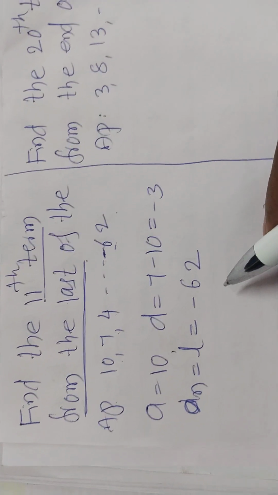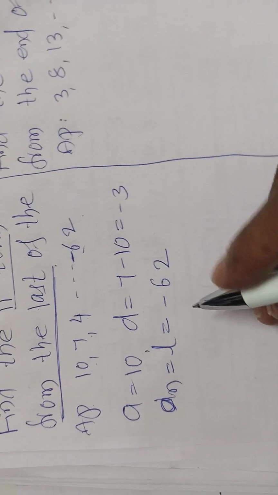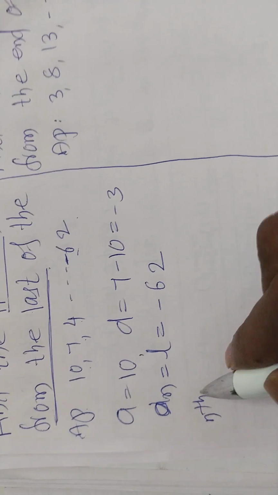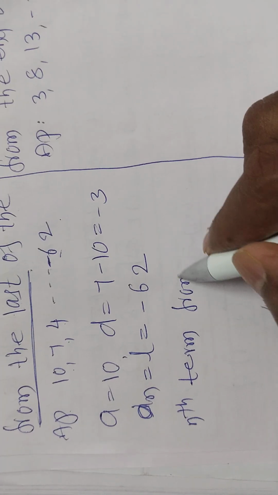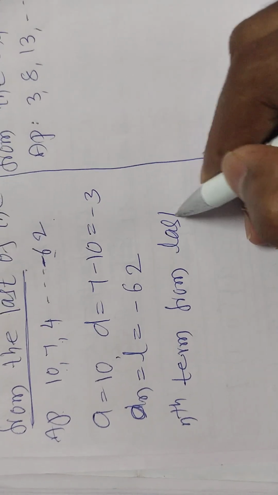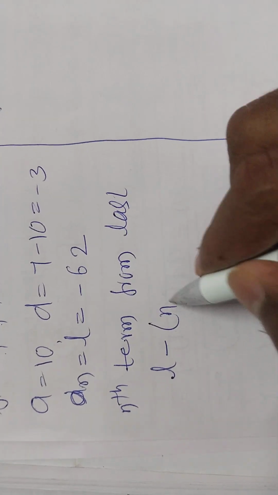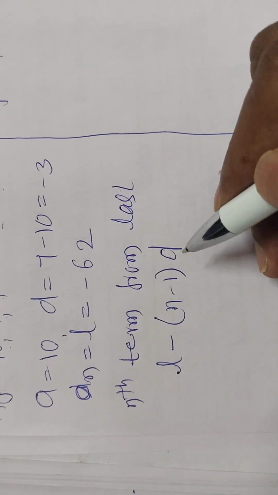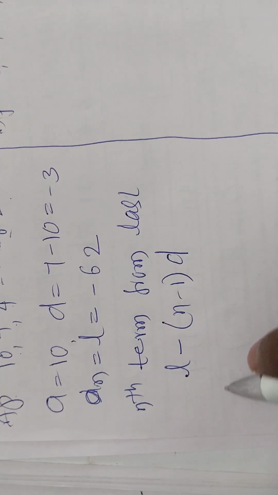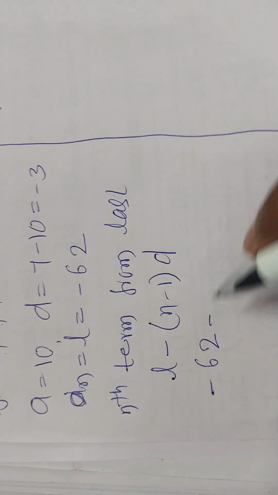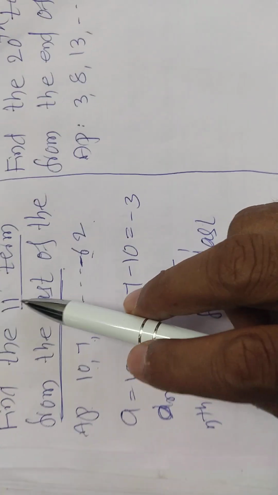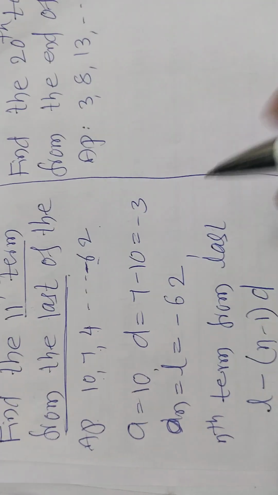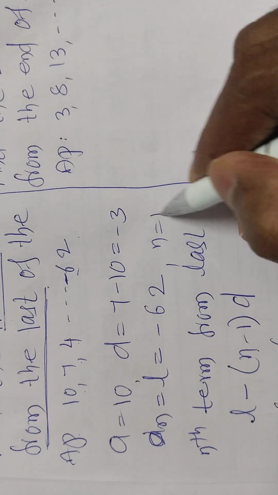To find the nth term from last, we have a formula. The nth term from last, that means from the end of the AP, is l - (n - 1)d. Now substitute the values here: -62 - (n - 1)d. Here n means we have the 11th term, that means n = 11.